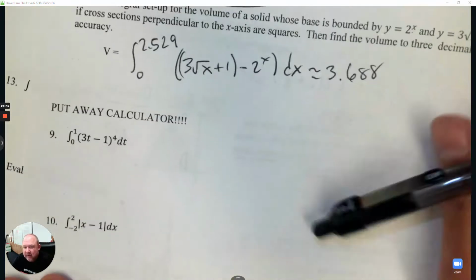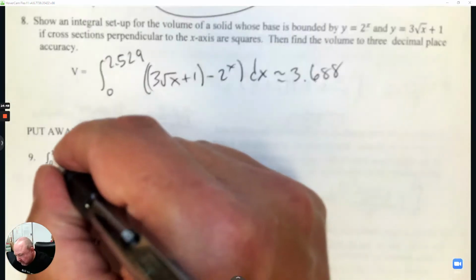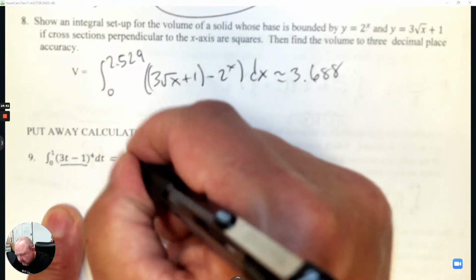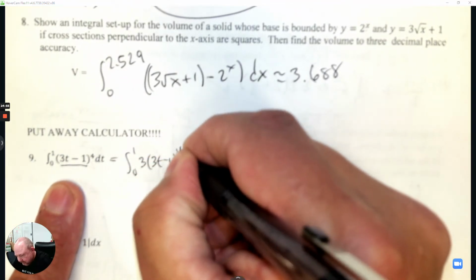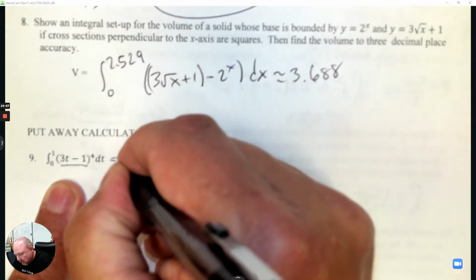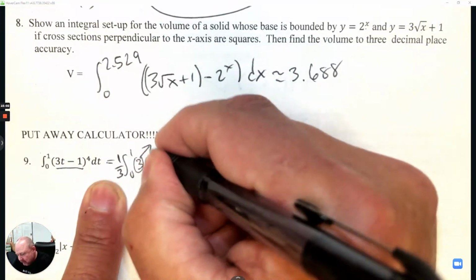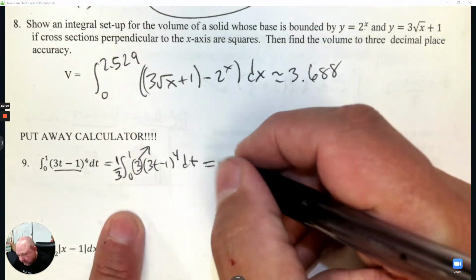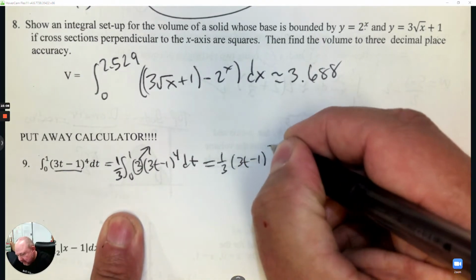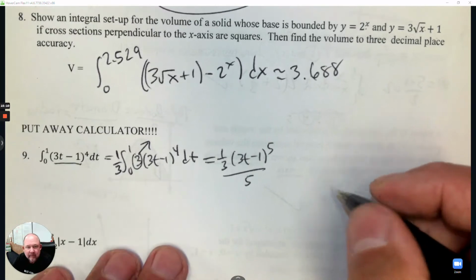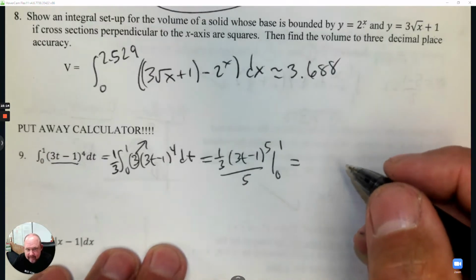All right, can we integrate this without a calculator? So this has a hook. What's the derivative of 3t minus 1? It's 3. What was it before? What did it become? What adjustment do I need to make? Then the hook is released. And then I add 1 to the exponent and divide. And we're going from 0 to 1. So we're not done yet.